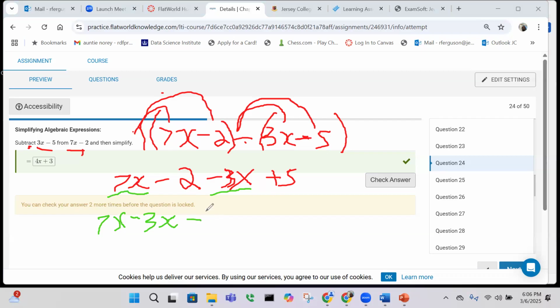Then I did minus 2 plus 5. If you can't see, you can put these in the calculator. You don't put the x's, but I could put the numbers because they're like terms. It doesn't matter. So 7 minus 3 is 4, but 4 what? It's 4 of something. It's 4x. I'm bringing the x with it.